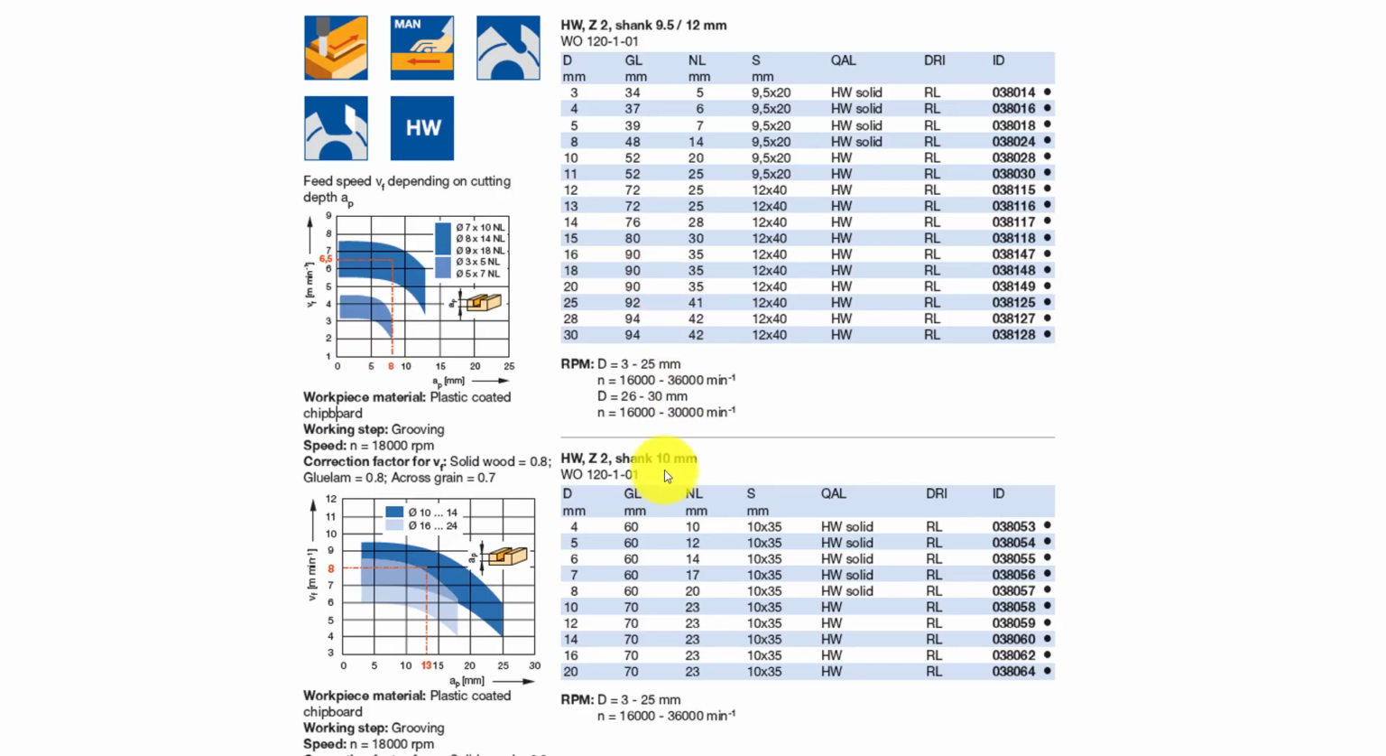So for example, let's just pick this one at the bottom. D here is the size of the cutter, so the diameter in this case. So you can buy lots of different versions of this, 4, 5, 6, 7, 8, all those different diameter millimeters. There's a gauge length and a nominal length.